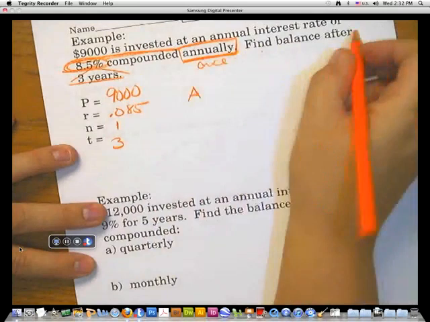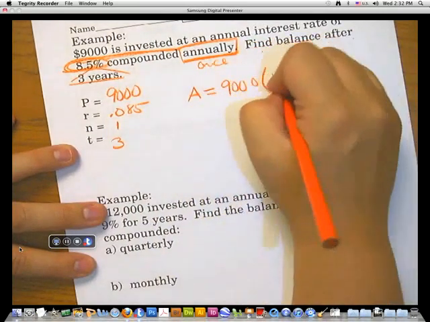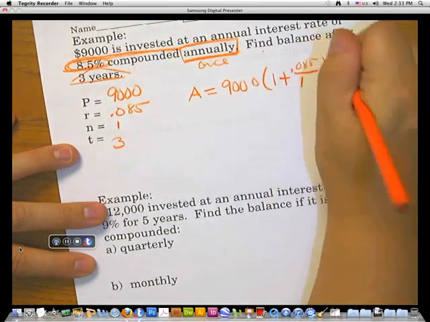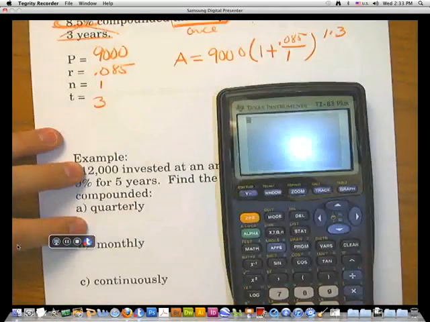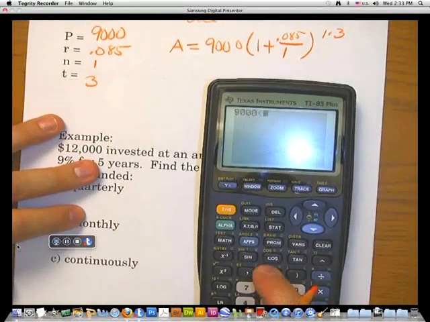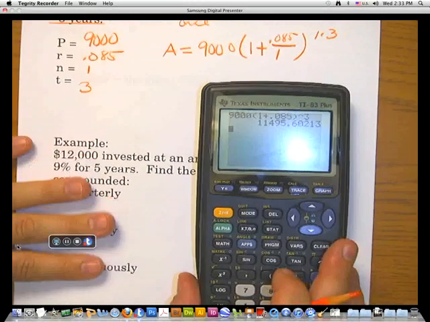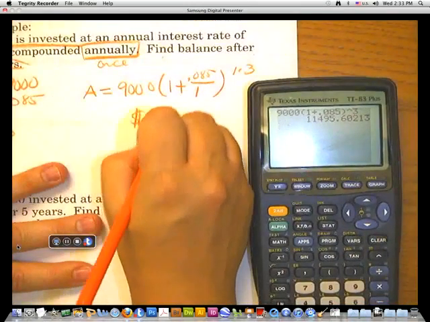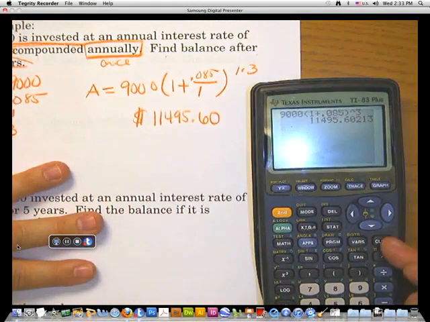How much money, the balance afterwards. So how much money do we have if we invested $9,000? 1 plus the rate over how many times we do it. And then 1 times 3. This is nothing more than a calculator problem. So 9,000. 1 plus 0.085 divided by 1. We already know what that is. To the 3. And plug it into your calculator. Because it is money, make sure we label it appropriately and round to the nearest cents appropriately as well.